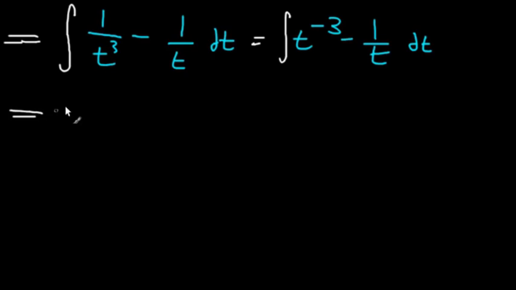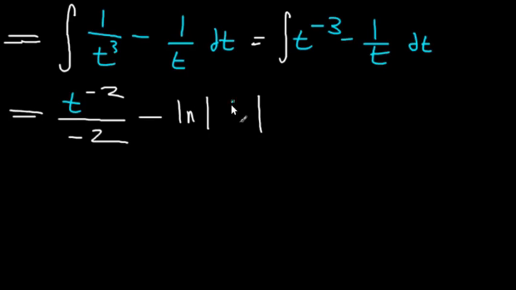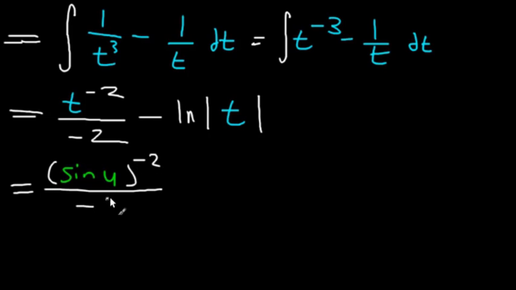Let me keep the colors consistent. T to the negative 2 over negative 2. And then minus the integral of 1 over t, which is just the natural log of the absolute value of t. And so now I will substitute back in for t. If you remember, the substitution for t was t equals sine of u. So that means that this is going to be sine of u to the negative 2 over negative 2, and then minus ln the absolute value of sine of u.